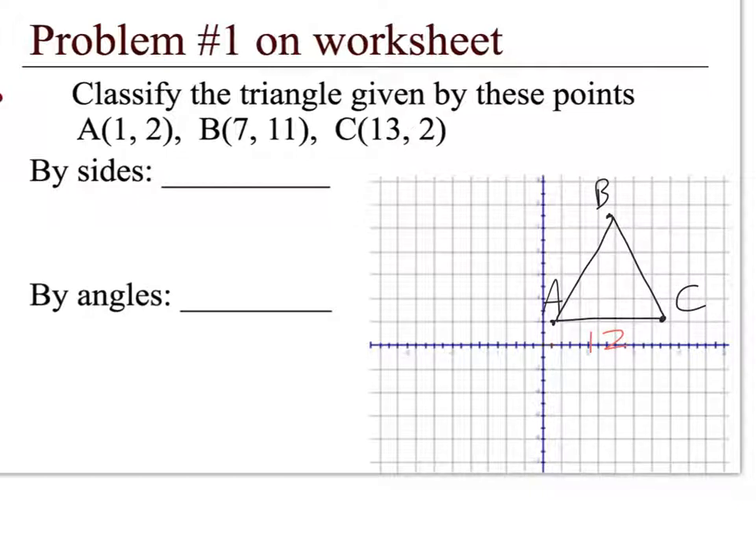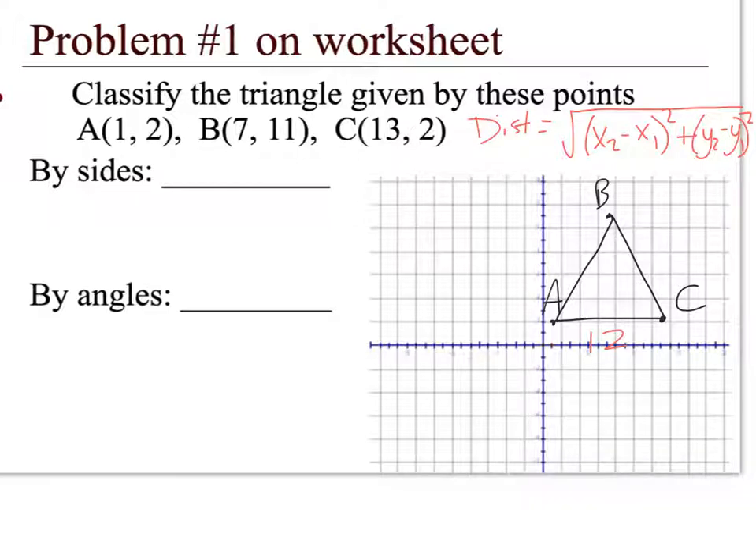But I don't know what AB is, and I don't know what BC is. So I'm going to need to find out some lengths, and in order to do that, I'm going to need my distance formula. So if we want a distance, distance equals, you may remember this from Algebra 1, the square root of x2 minus x1 squared plus y2 minus y1 squared. And that's all in the square root.